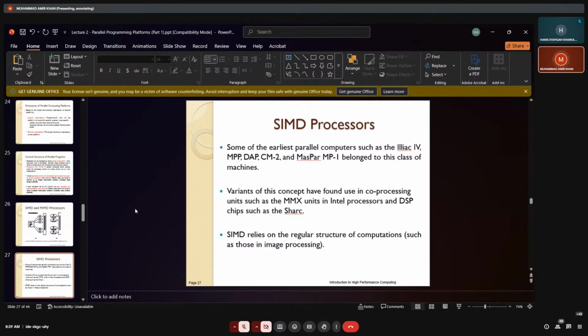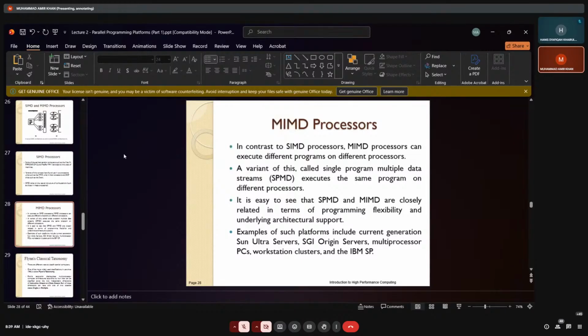These are the names of machines using SIMD architecture. And MIMD, in contrast to SIMD, can execute different programs on different processors. A variant of this is called single program multiple data stream, SPMD. This is a variant of MIMD. It is easy to see SPMD and MIMD are closely related in terms of programming, flexibility, and underlying architectural support.